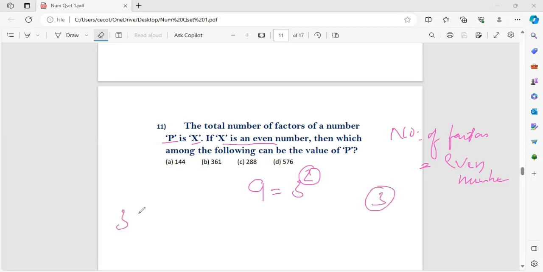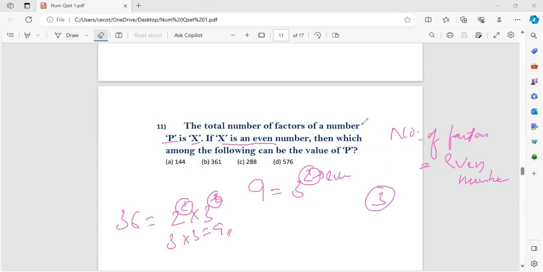If you observe 36, it's a perfect square number. It's 2 square into 3 square. Observe the number of factors for this 36: 2 plus 1, 3; 2 plus 1, 3. 3 into 3, 9. Which means the number of factors will be an odd number for all perfect square numbers. Why? Because the power has to be an even number to get a perfect square number. Our shortcut to find the number of factors is power plus 1. So even number plus 1 gives an odd number, and multiplying multiple odd numbers will always end up in an odd number.